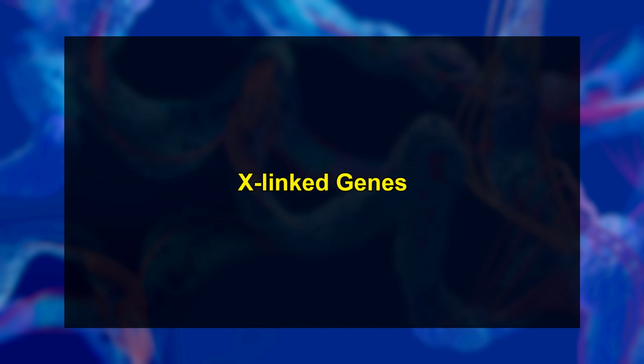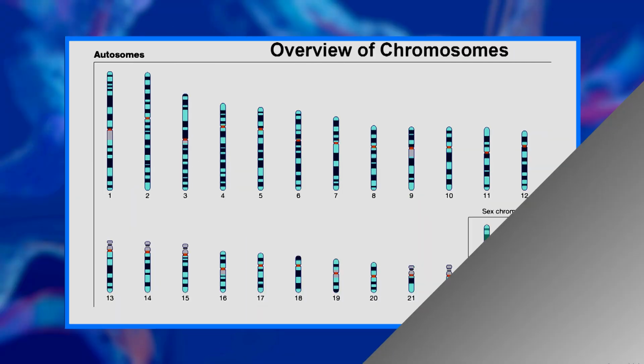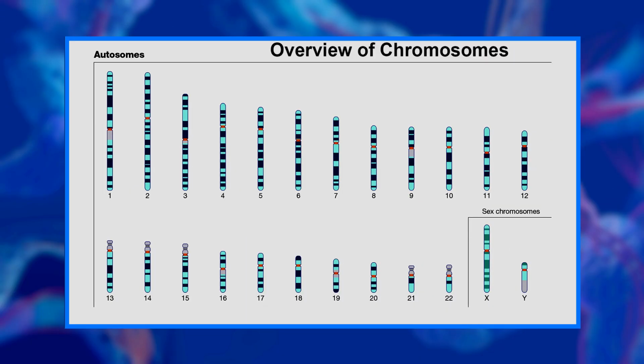Dear students, let's now discuss the X-linked genes. When a gene is present on the X chromosome but not on the Y chromosome, it is said to be an X-linked gene. X-linked genes have different inheritance patterns than genes on non-sex chromosomes, that is the autosomes. That's because these genes are present in different copy numbers in males and females.